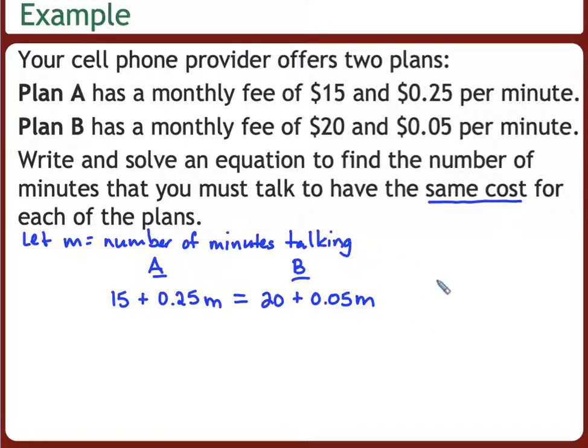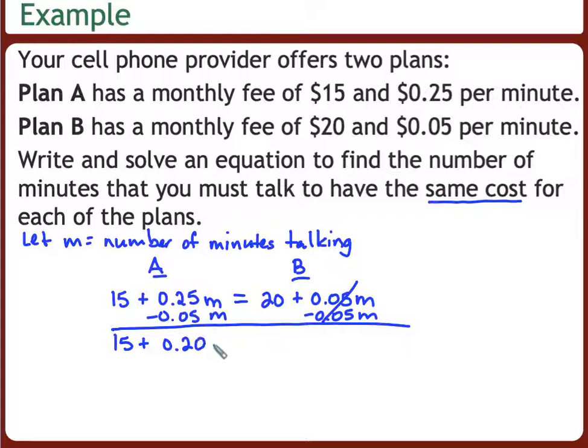Now notice we have an equation with variables on both sides. So let's see, 0.25 is bigger than 0.05, so let's go ahead and solve this. I'm going to subtract 0.05m from both sides. Alright, so we have 15 plus, this turns into 0.20m, or 0.2m is equal to 20. Now subtract 15 from both sides, and we get, I'm just going to change this to 0.2m is equal to 5.